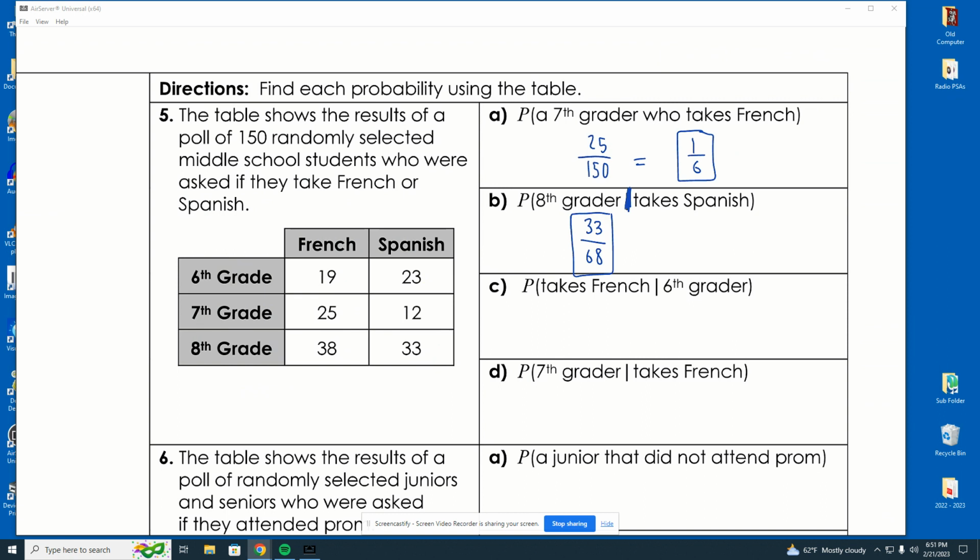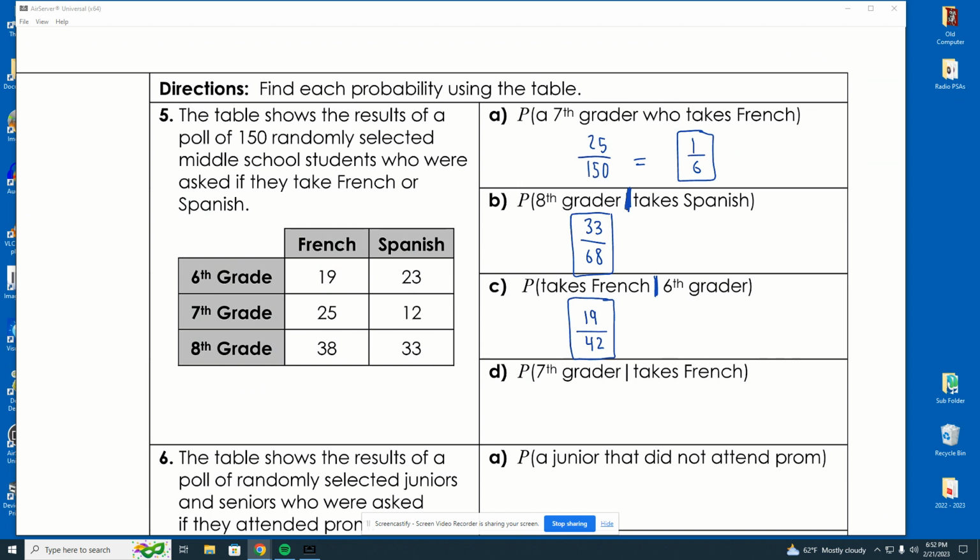What's the probability they take French given that they're a 6th grader? So what's my focus? 6th grader. I'm only looking across this category. 19 plus 23 is 42 people. That's my focus. Those 42 people. Now, of those 42 people, how many take French? 19. Again, I don't think 19 out of 42 reduces. That's my answer. Does that make sense?